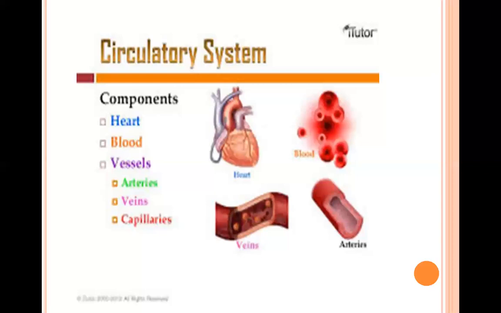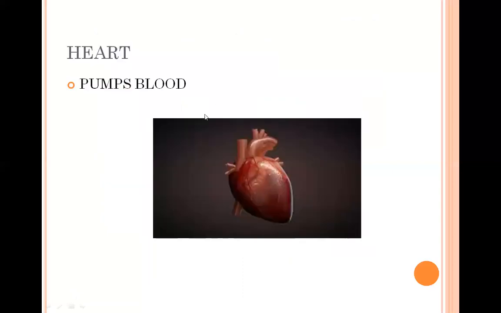You can see the components again: heart, blood. This is the heart, this is blood. These are the veins and arteries, which are called blood vessels. The heart is, simply, an organ which pumps the blood. Without the heart, the circulatory system is incomplete.